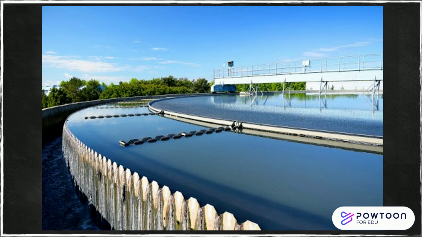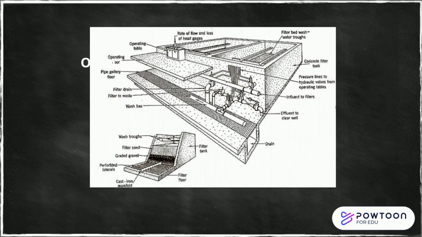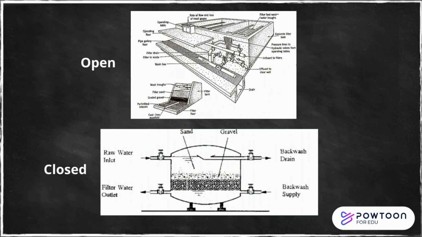So the next step after sedimentation is filtration. This is an example of an open filtration system, and below that is a closed filtration system. Filtration is the separation of non-settable solids from water. The majority of water treatment facilities in the United States use sand and gravel.